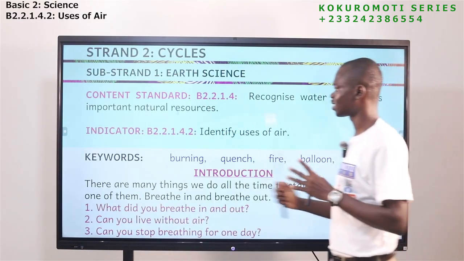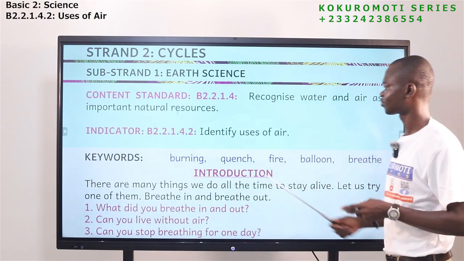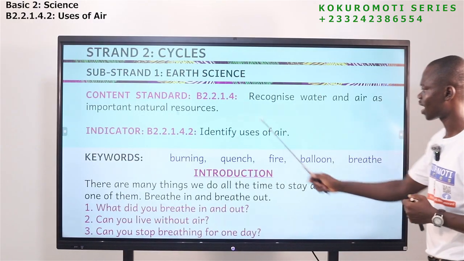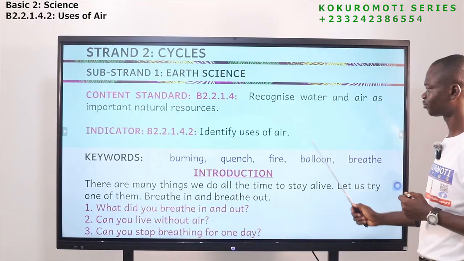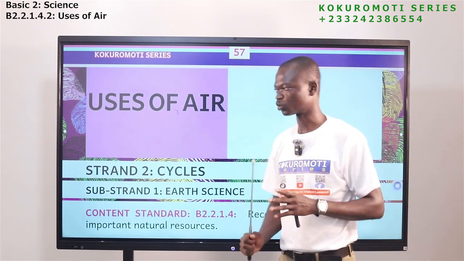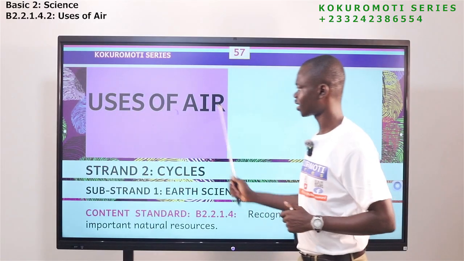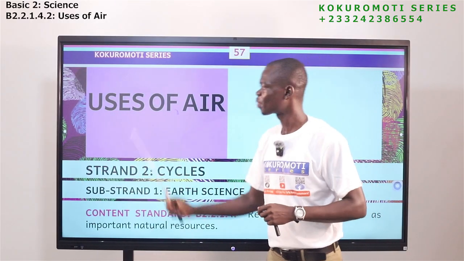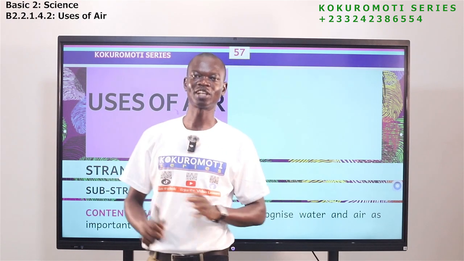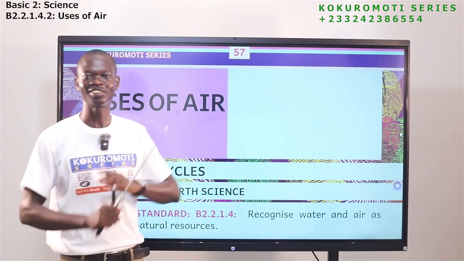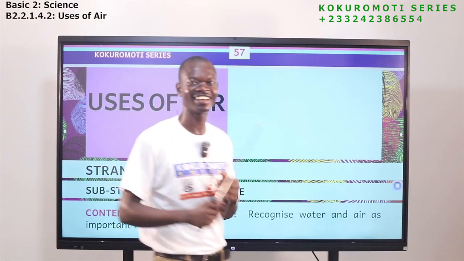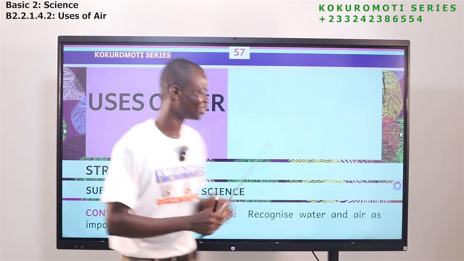So today's lesson, the indicator is here. Let's read it. Identify uses of air. Okay, so today the topic for our lesson is uses of air. All of you, uses of air. Very good. So that is what we are going to look at today. Today's lesson is all about air. Okay, so let's move on.